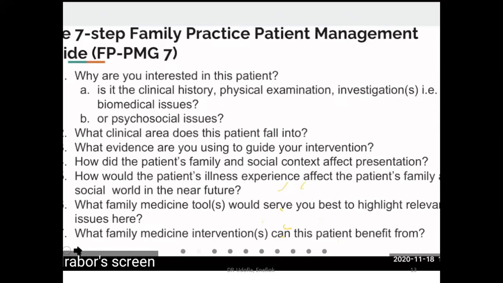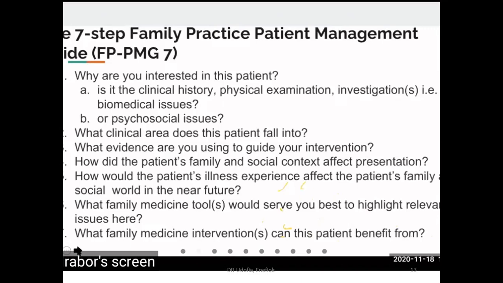How did the patient's family social context affect presentation? How would the patient's illness experience affect the patient's family, social world, and near future? All these things must be taken into account. For example, if that patient is a breadwinner, how would being admitted affect his immediate family? The child staying back from school for a particular time, how would that affect his studies? You see the need that, oh, you should inform the school or something like that.